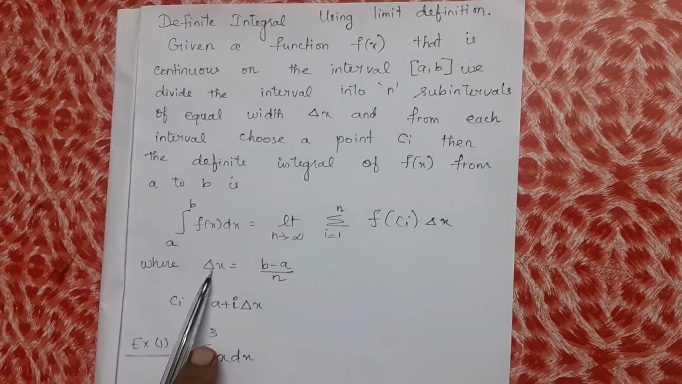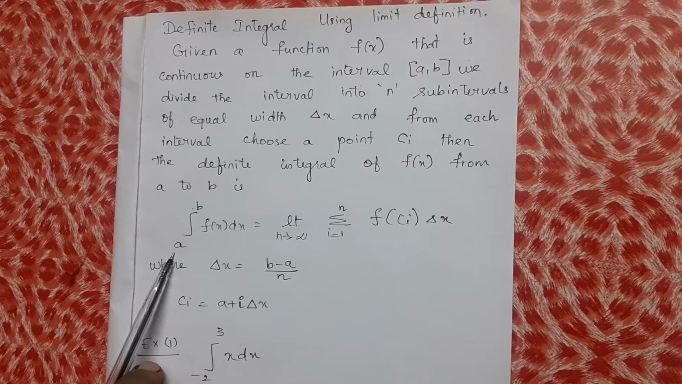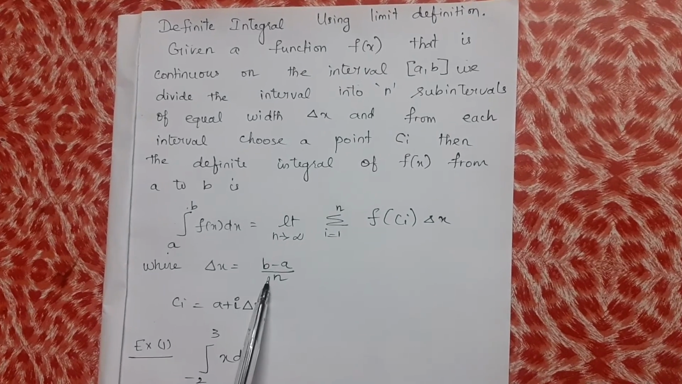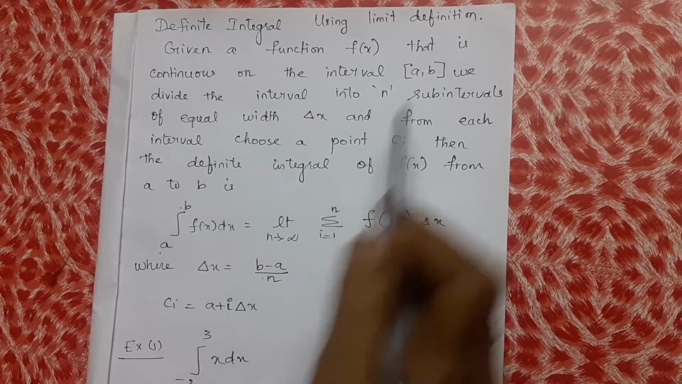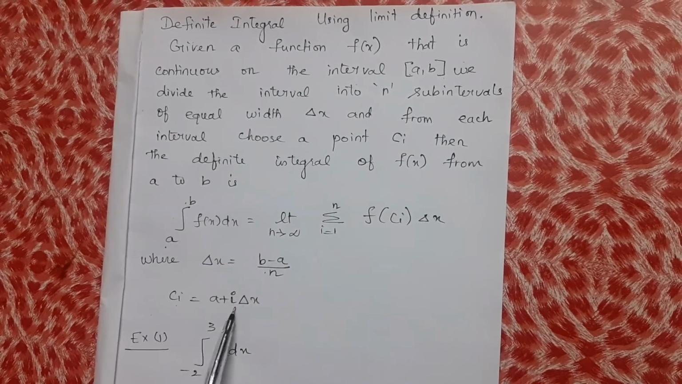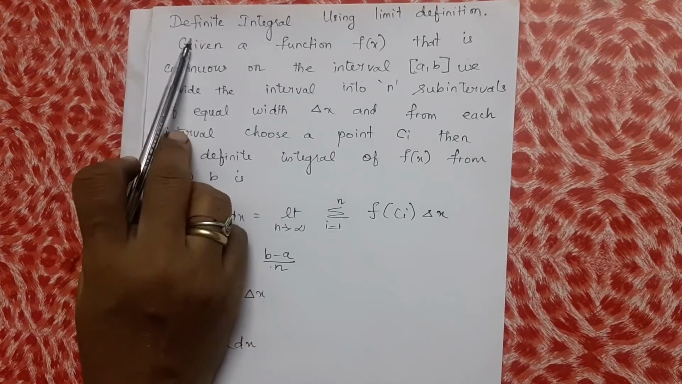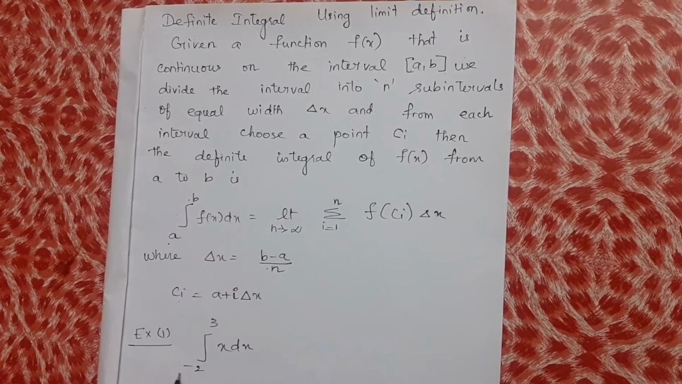Here delta x is (b minus a) by n. b is the upper limit, a is the lower limit, n is the number of subintervals, and a and b form a closed interval, and ci is a plus i delta x. So using this limit definition for definite integral, we are going to evaluate this.